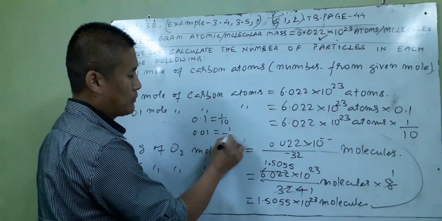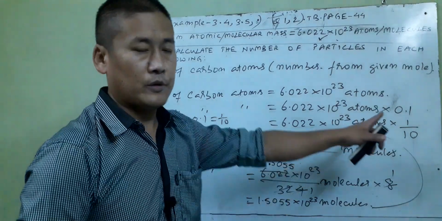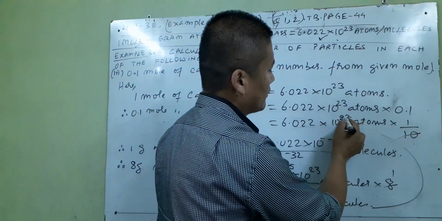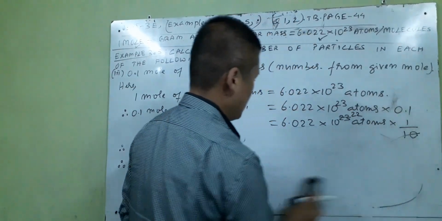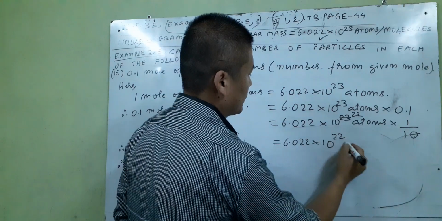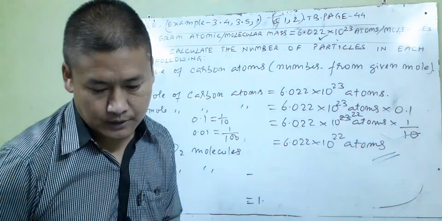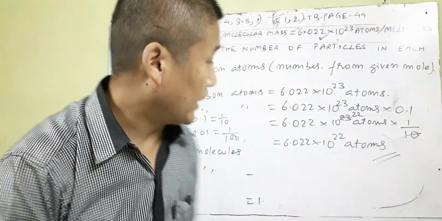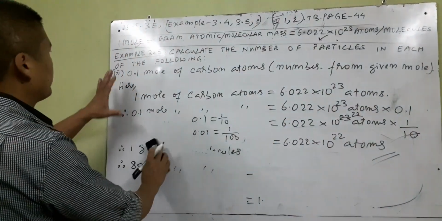0.01, 2 places means 1 by 100. 0.001 means 1 by 1000. Common sense. So this 10 to the power 1 cancels, and 1 power gone means 23 minus 1, power 22 left. So your answer here will be 6.022 into 10 to the power 22 atoms. This many atoms, okay, 6.022 standard form, into 10 to the power 22 atoms. So that is the particles here. That is 3.5 finished.